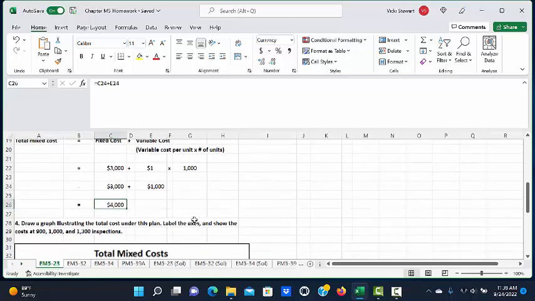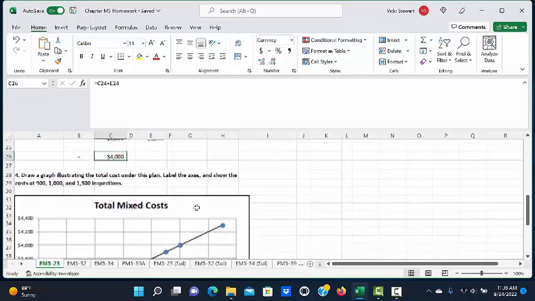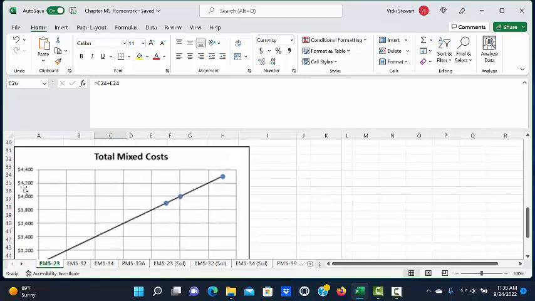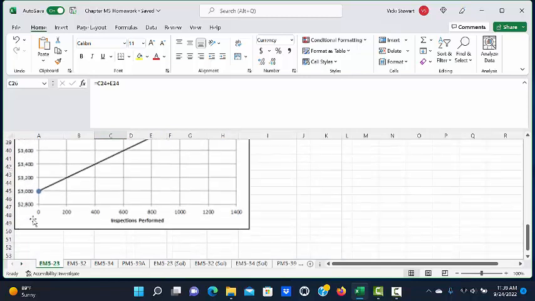In Part 4, it asks us to draw a graph illustrating the total cost under this plan. Label the axes and show the cost at 900, 1,000, and 1,300 inspections. So this is the graph that you would show that. We have our total cost on our y-axis, and we have our volume or our inspections on the x-axis. We see that at 0 inspections, our costs are the fixed cost of $3,000.